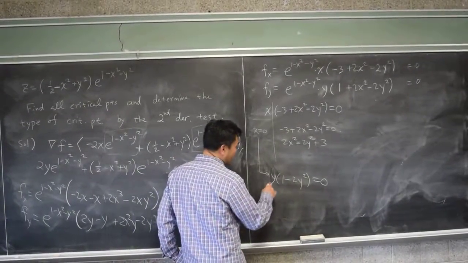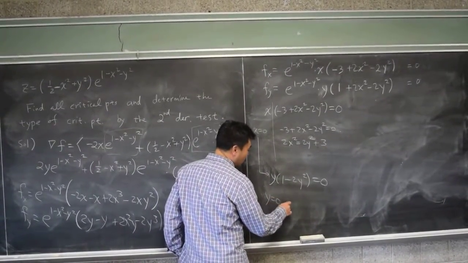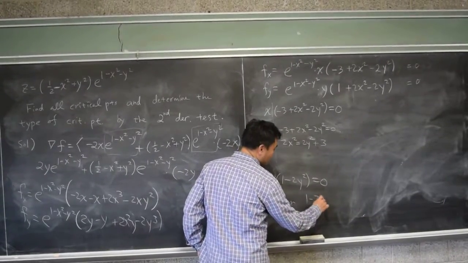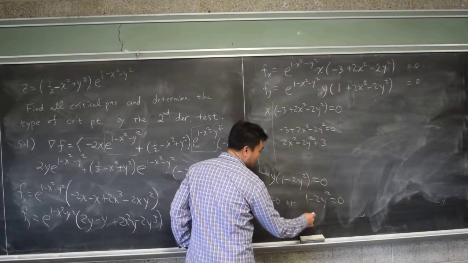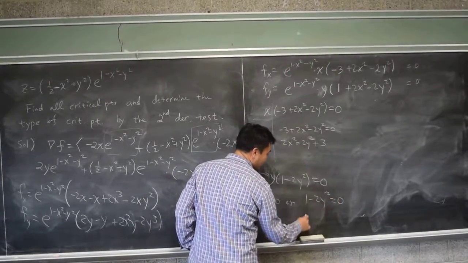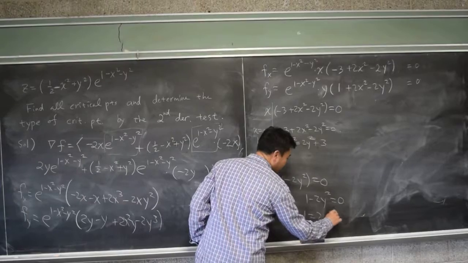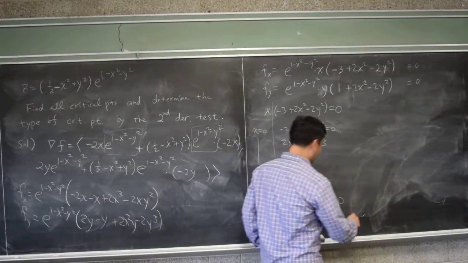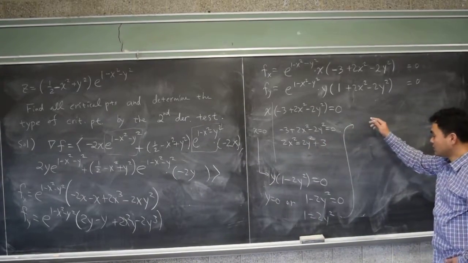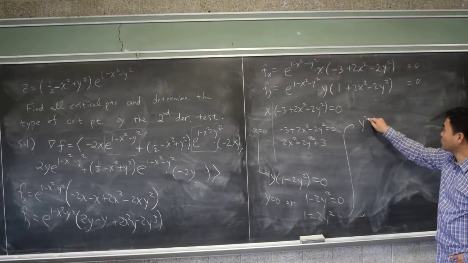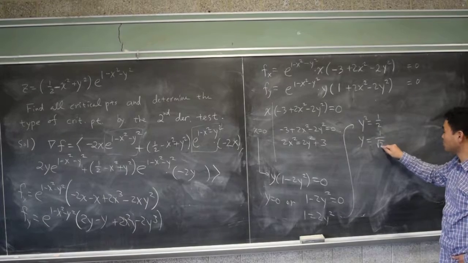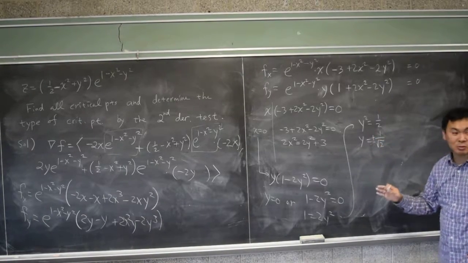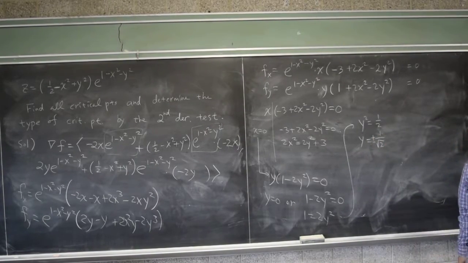Therefore, either y is equal to 0 or 1 minus 2y squared is equal to 0. Which is the case when, if I move the 2y squared to the other side, I get 1 equals 2y squared. Okay, it's a lot of work. Y squared is 1/2, and you take the square root, it's 1 over square root of 2, plus or minus. Remember, whenever you take the square root of something, you have to put plus or minus.